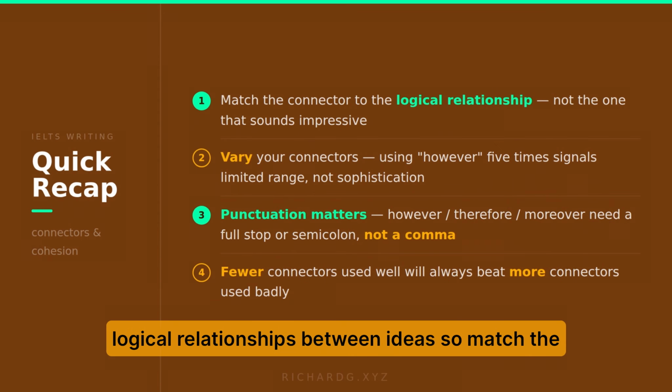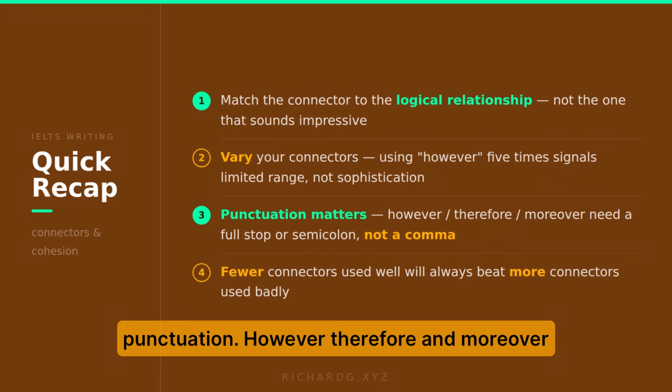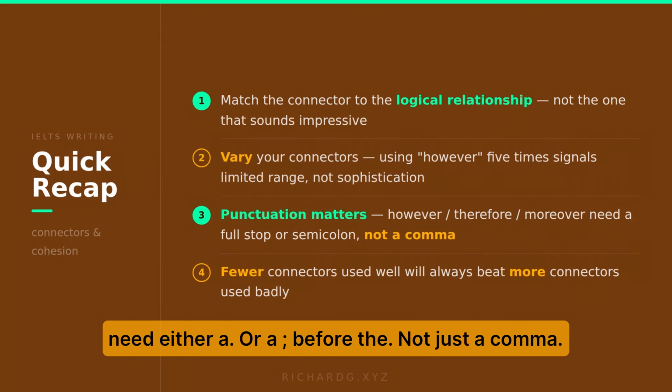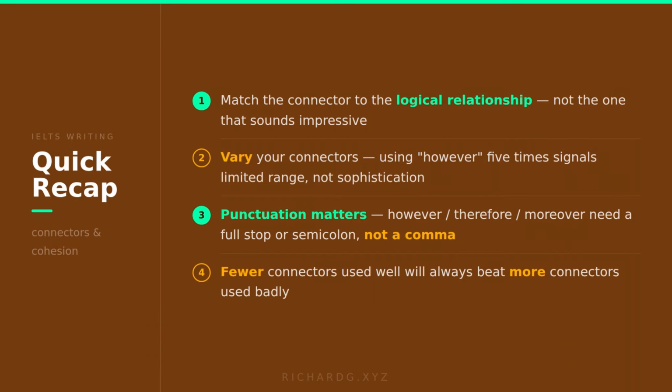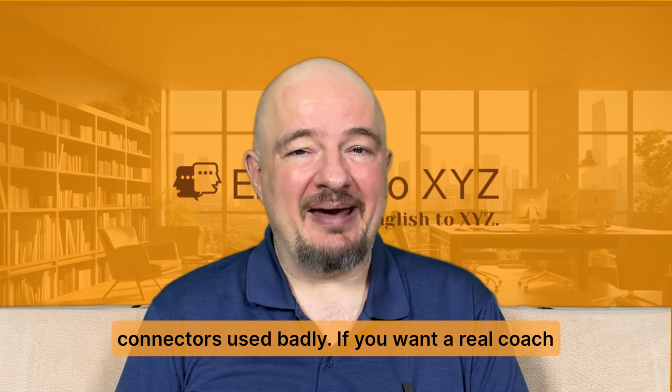So here's a quick recap before you go. Connectors show logical relationships between ideas, so match the connector to the relationship, not to what sounds impressive. Vary your connectors. Repetition signals limited range to an examiner. And watch your punctuation. However, therefore, and moreover need either a full stop or a semicolon before them, not just a comma. Finally, fewer connectors used well will always beat more connectors used badly.